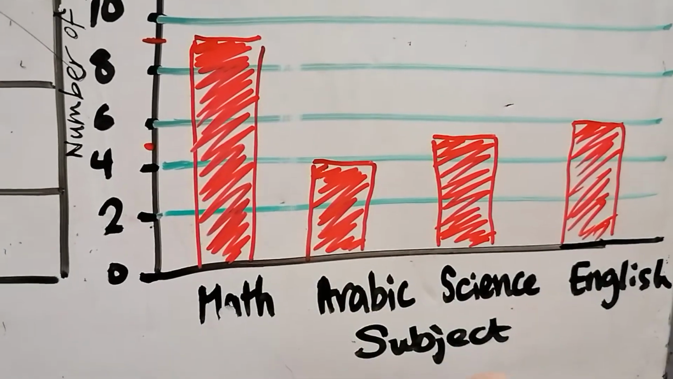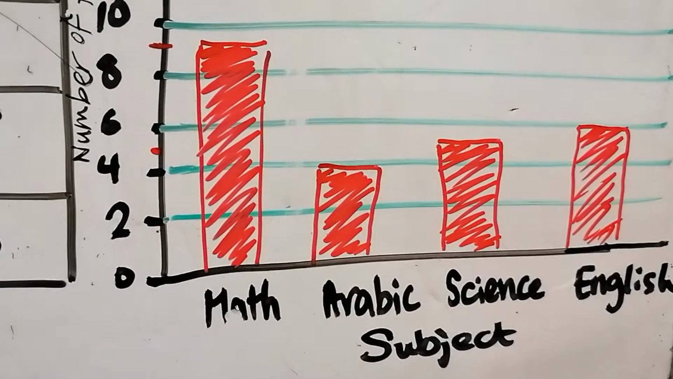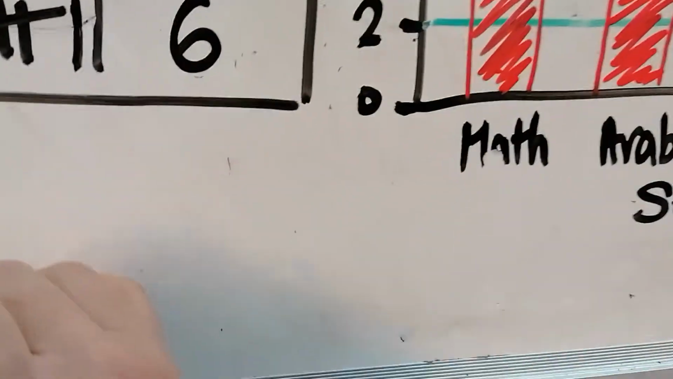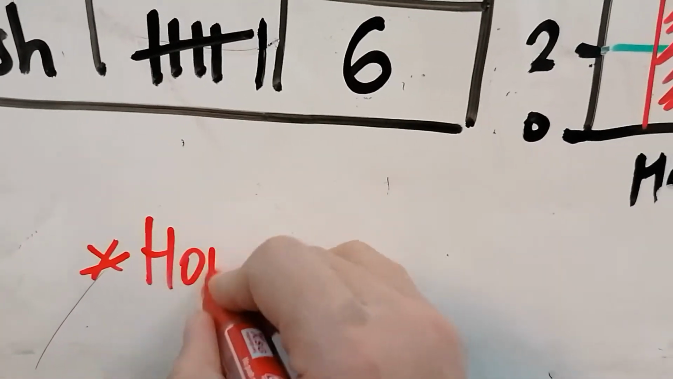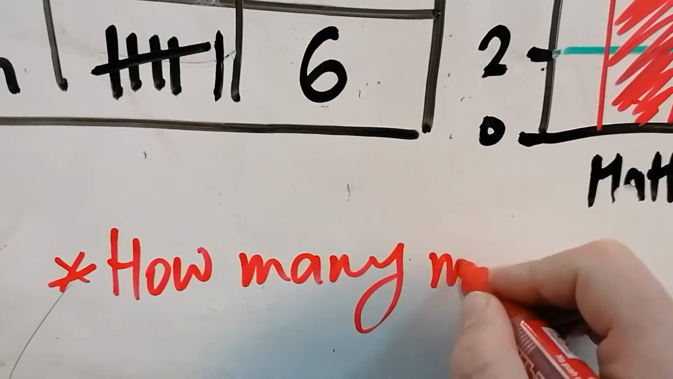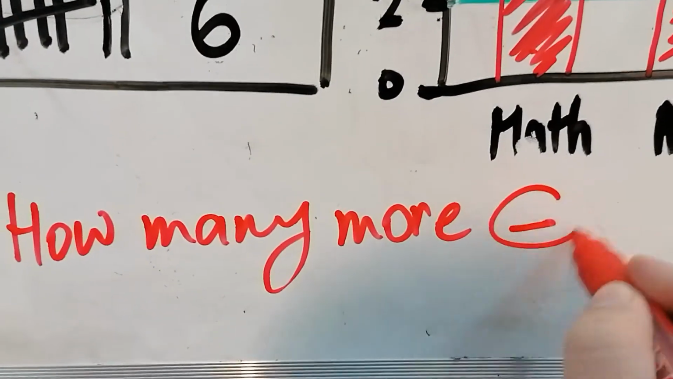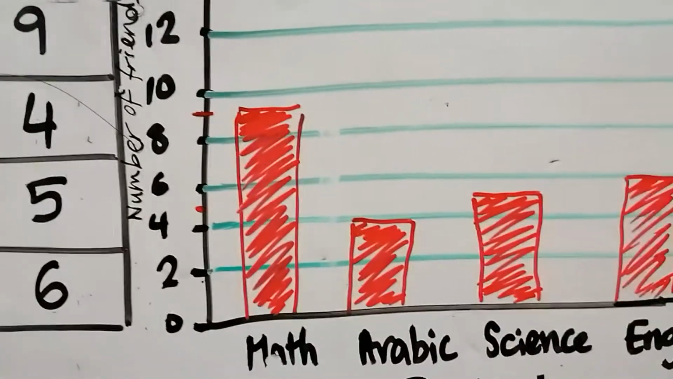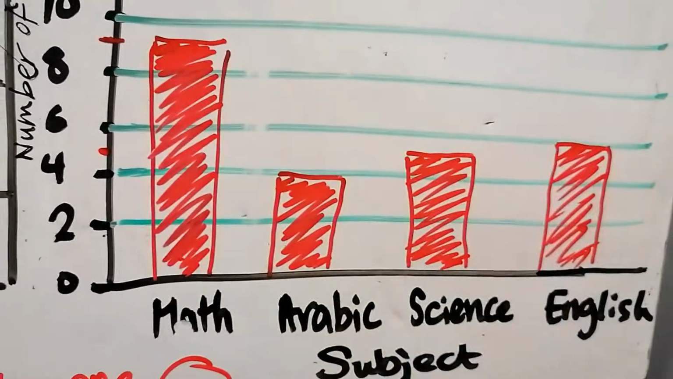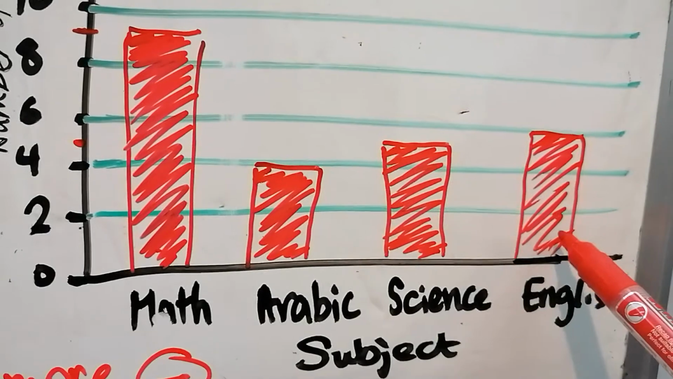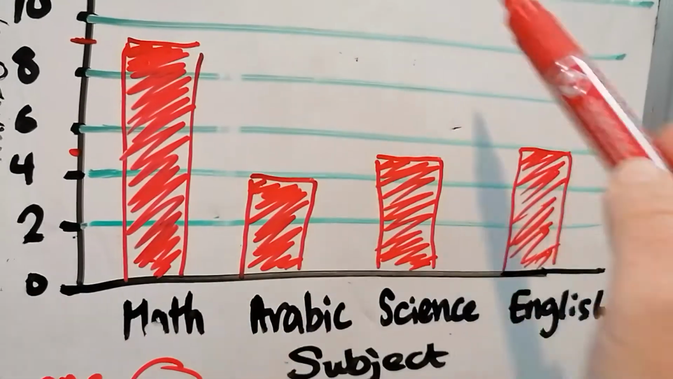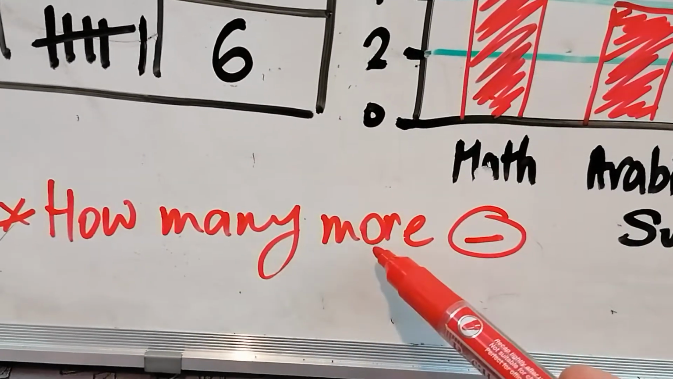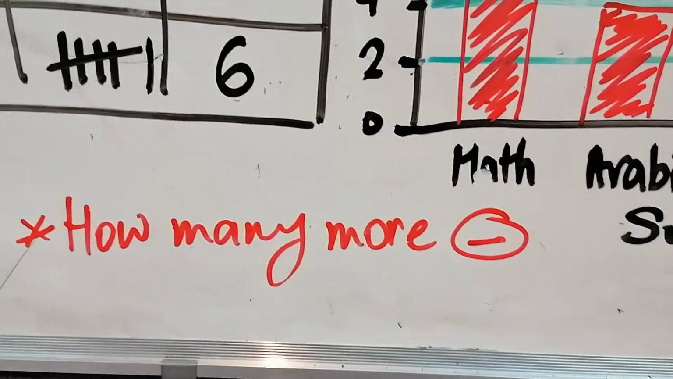If I would ask you, how many more students chose math than English? Please note that every time you have a question that begins with how many more, we always have to subtract. Always. Because how many more means the difference. And difference is subtraction. 9 students chose math and 6 students chose English. So 9 minus 6 is 3. How many more students chose math than English? That would be 3 students.